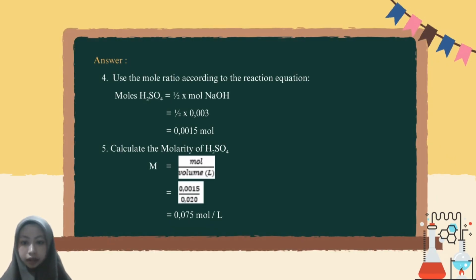Okay, the last step. Calculate the molarity of H2SO4. M equals moles divided by volume in liters equals 0.0015 divided by 0.020 equals 0.075 mol per liter.